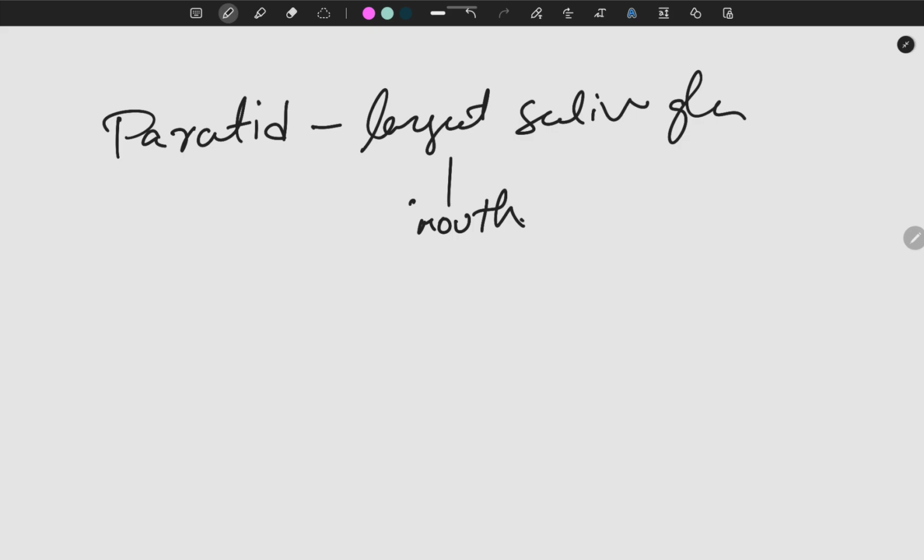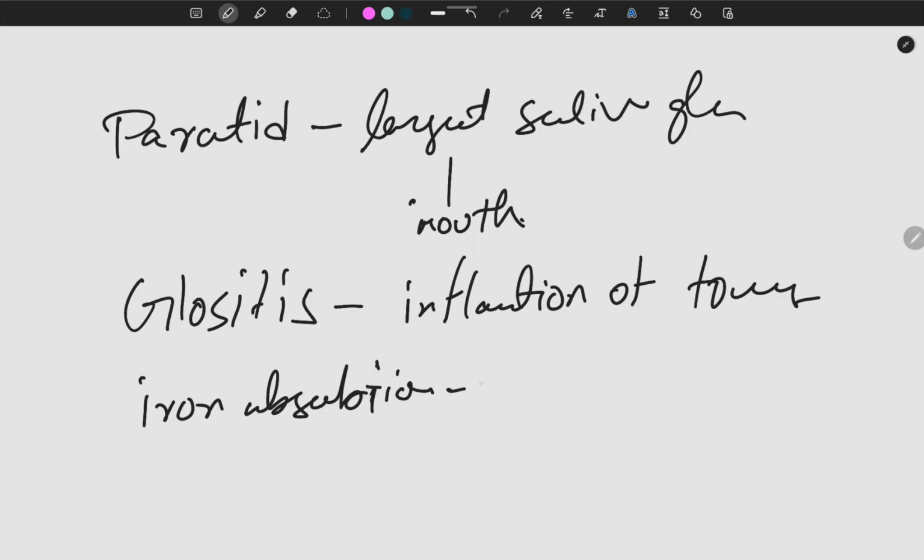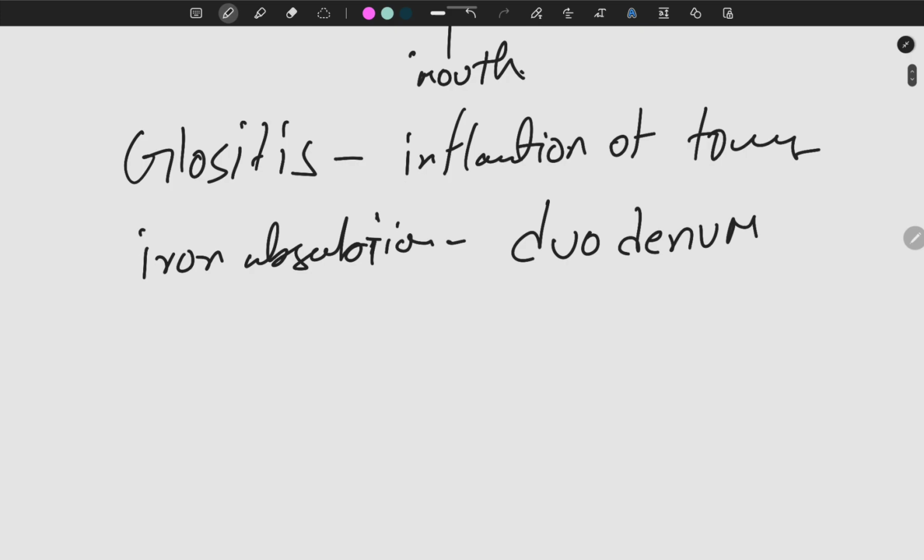Okay. So the next one is glossitis. Glossitis is nothing but inflammation of the tongue. The next one is iron absorption. Iron absorption takes place mostly in the duodenum. The duodenum is a part of the small intestine.